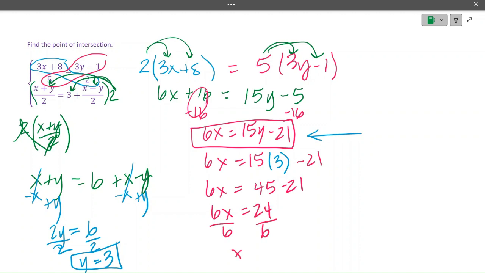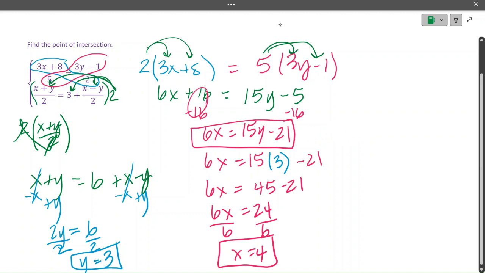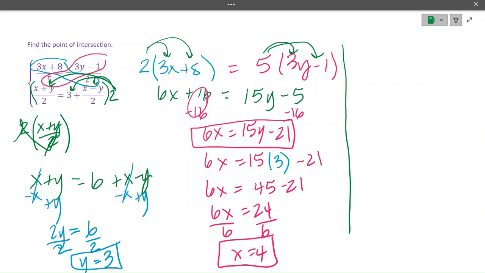x equals 4. Because we want to make sure that we did all of our work correctly, and especially if this is a test or something, we want to make sure that we did this right. I'm going to set up a way to check this. Everywhere I see x in the first equation, I'm subbing in 4. Everywhere I see y, I'm subbing in 3.